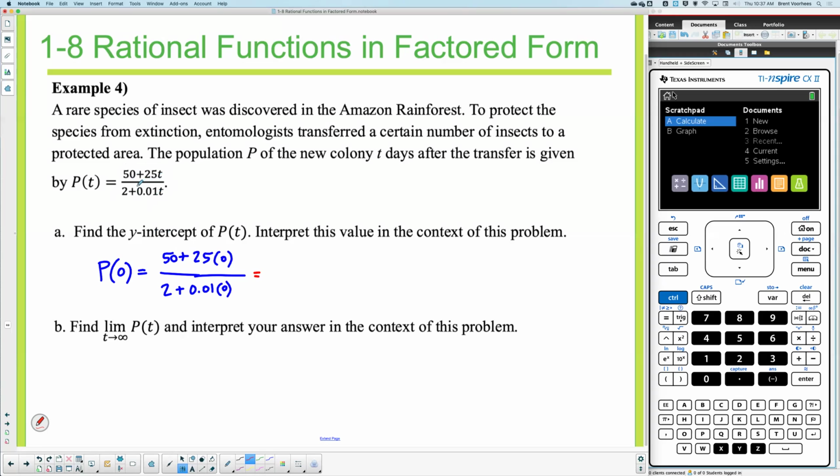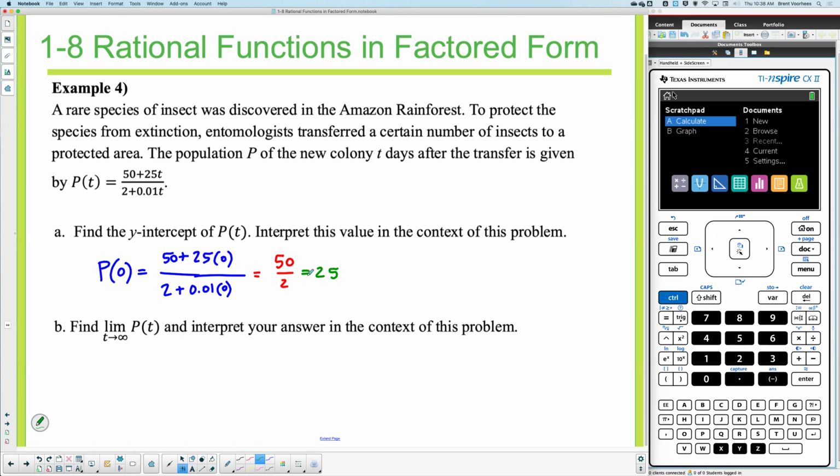Everything other than the constants. What's the only constant in the numerator? 50. What's the only constant in the denominator? 2. It's going to be 50/2, which is, what is that? 25. So in context of the problem, what does P, this is the P value, the T is 0.